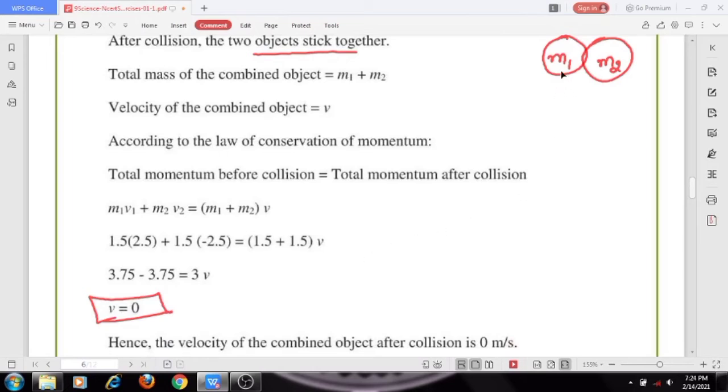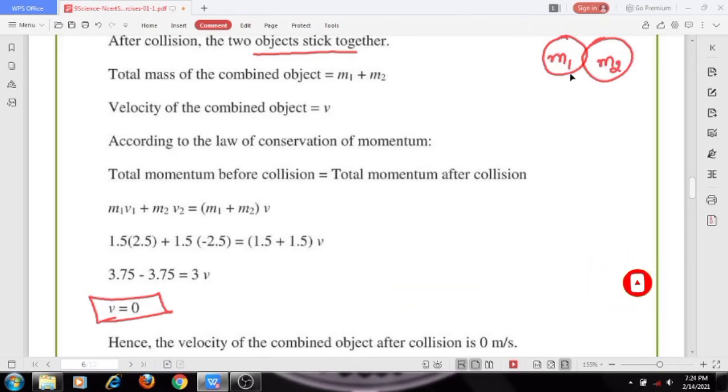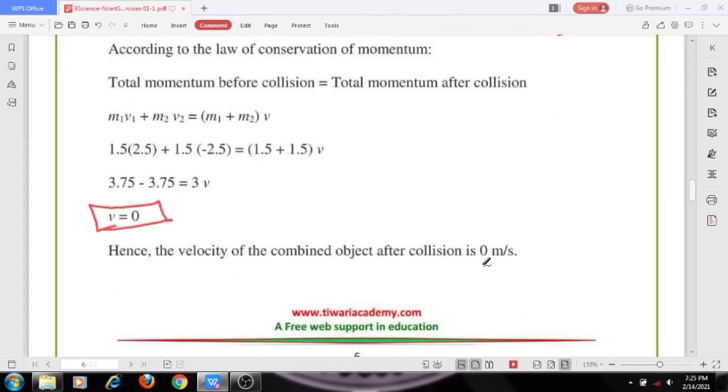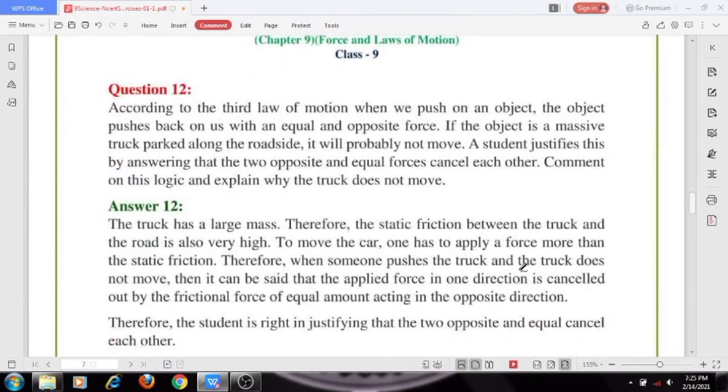So whenever two objects with the same mass, moving with the same velocity, collide with each other and stick together, the velocity remains 0, right? Hence the velocity of the combined object after collision is 0 meters per second. Then we will move to the next one, that is question number 12.